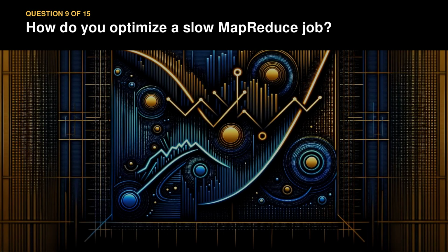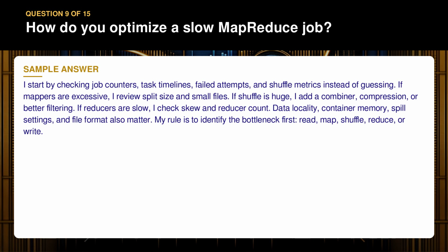Question 9. How do you optimize a slow MapReduce job? I start by checking job counters, task timelines, failed attempts, and shuffle metrics instead of guessing. If mappers are excessive, I review split size and small files. If shuffle is huge, I add a combiner, compression, or better filtering. If reducers are slow, I check skew and reducer count.